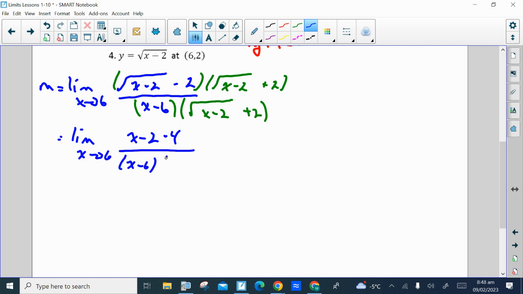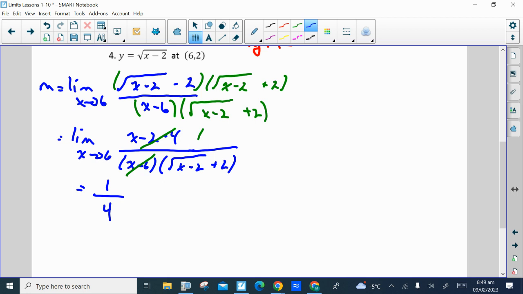And we don't want to multiply out the denominator because we're trying to get rid of that x minus 6, which we will because that's what the top becomes when you simplify. -2 take away 4 is -6. So you have an x minus 6 on top. It'll cancel with the x minus 6 on the bottom. So now we can evaluate the limit as x approaches 6 of 1 over the root of x minus 2 plus 2. It'll be 1 over, when x is 6, 6 minus 2 is 4. The root of that is 2, plus 2 gives us a slope of positive 1/4.